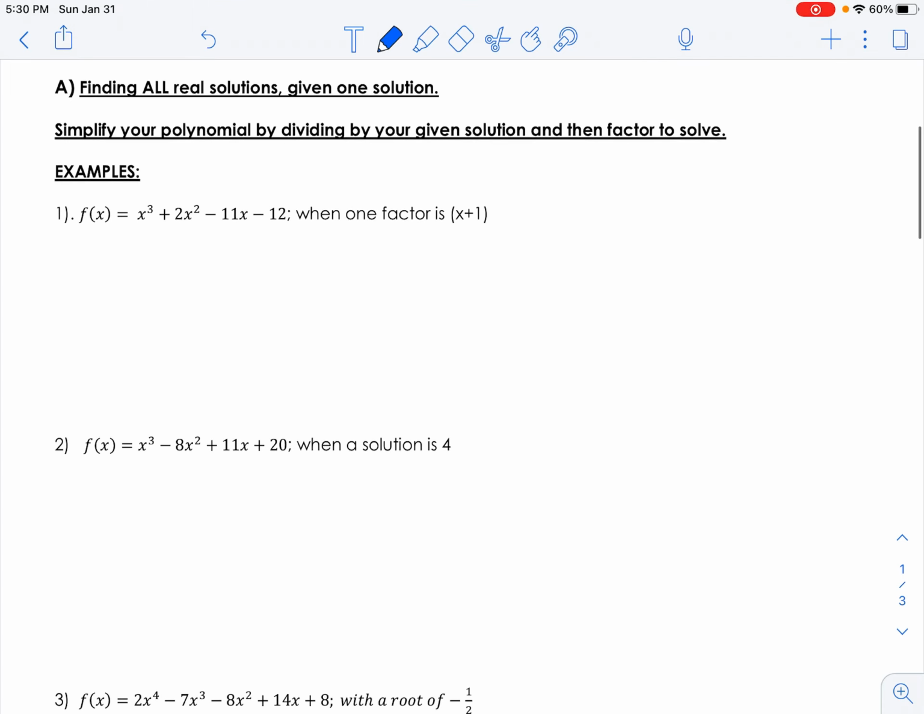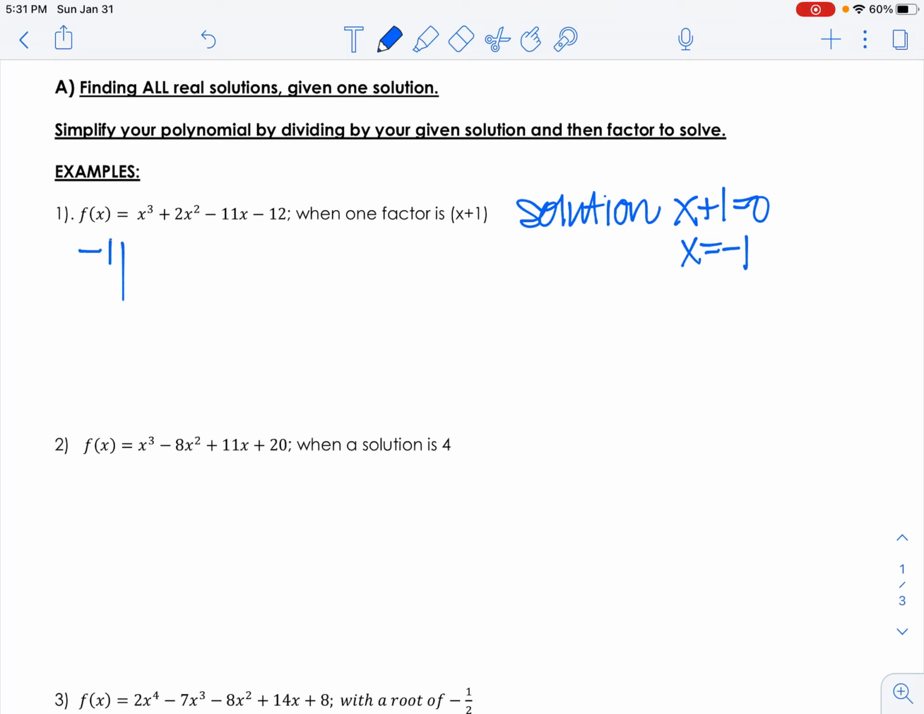Okay, and so to do that here, you're going to be given one solution, and we are going to simplify our polynomial by dividing by the given solution and then factor to solve what is left. So if we know a factor is x plus 1, then we know a solution would be what we get when we set that factor equal to 0. So x would be negative 1.